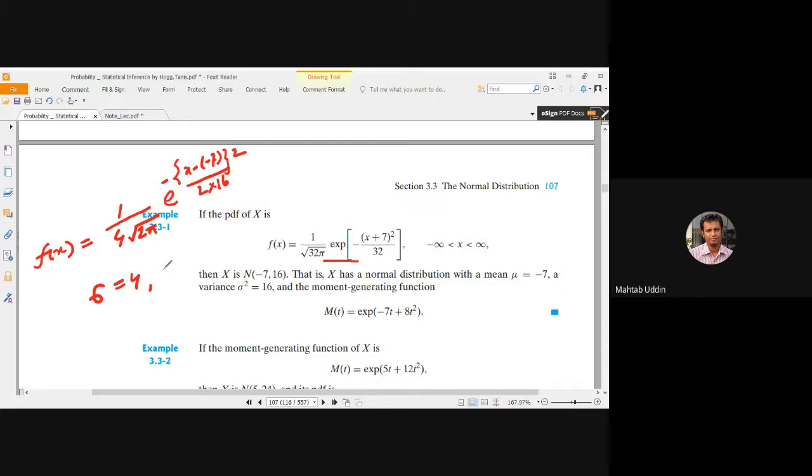and mu equal to -7. Accordingly, sigma square is 16. So this is actually a normal distribution with mean -7 and variance 16. Also, you can write the moment generating function M(t) as e to the power minus 7t plus half sigma square t square. Sigma square is 16, half sigma square is 8. These are the required conversions.